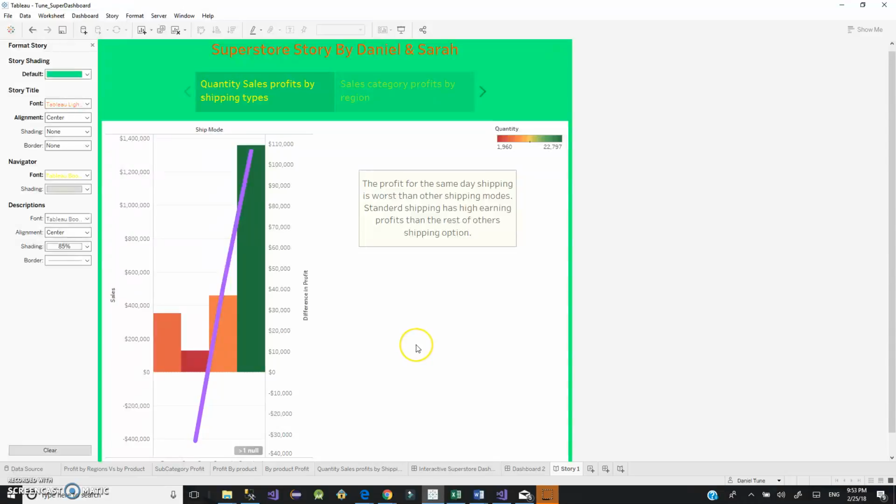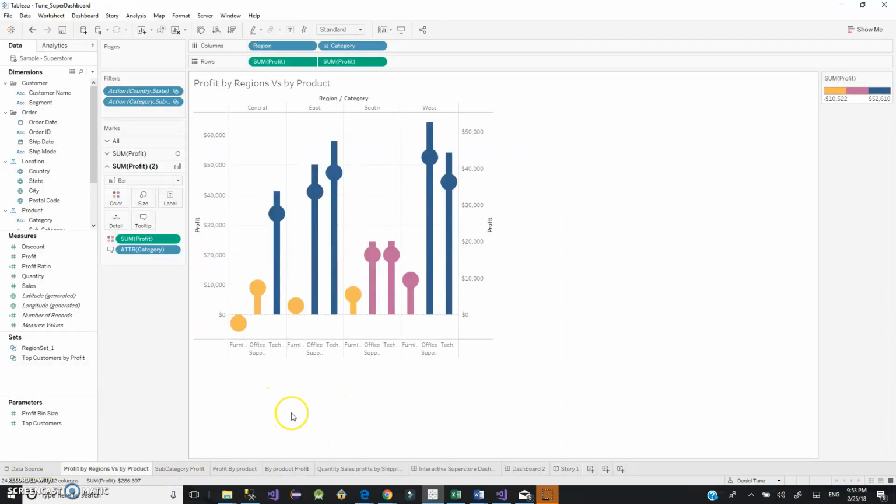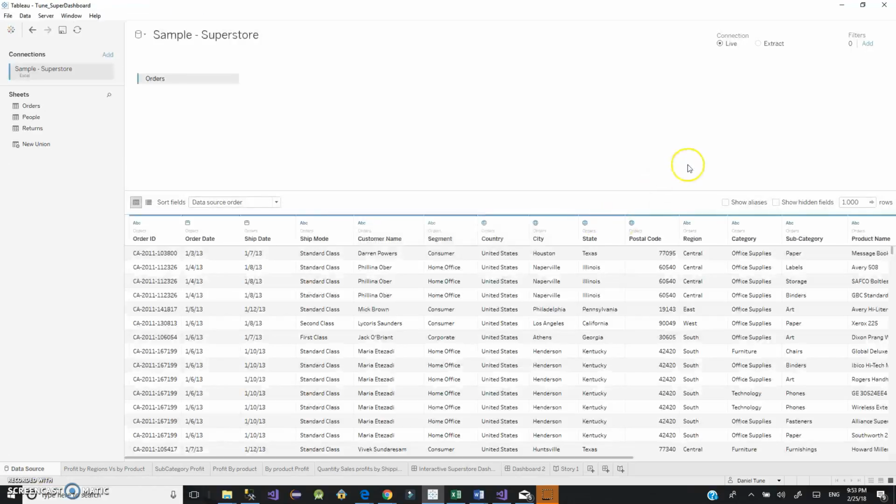This presentation is focusing on the Tableau Superstore sample. Here is my presentation. Let me move a little bit, and let's see. Here is my data source. My data source is right here. I connected to Sample Store.